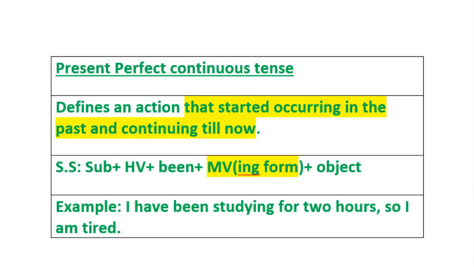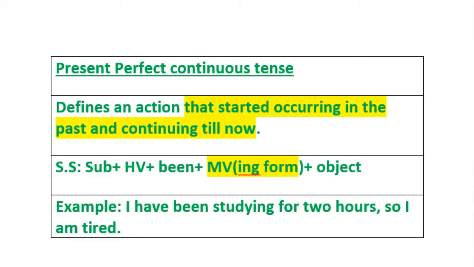Now, let's move on to the sentence structure for present perfect continuous tense. So, present perfect continuous tense sentence structure is subject plus have, that means HV, helping verb. So, subject plus helping verb plus been plus main verb in ing form plus object.